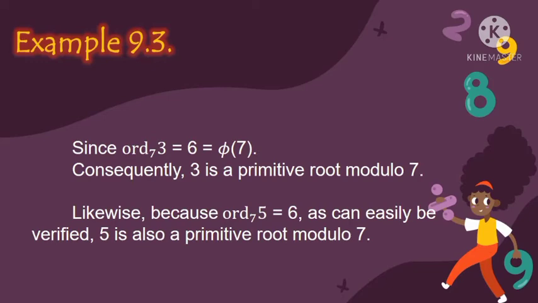Since the order of 3 modulo 7 is equal to 6, this is also equal to phi of 7, because phi of 7 consists of 1, 2, 3, 4, 5, and 6. That's why the order of 3 modulo 7 is equal to 6, and this is also equal to phi of 7. Consequently, 3 is a primitive root modulo 7. Likewise, because the order of 5 modulo 7 is equal to 6, as can easily be verified, 5 is also a primitive root modulo 7.